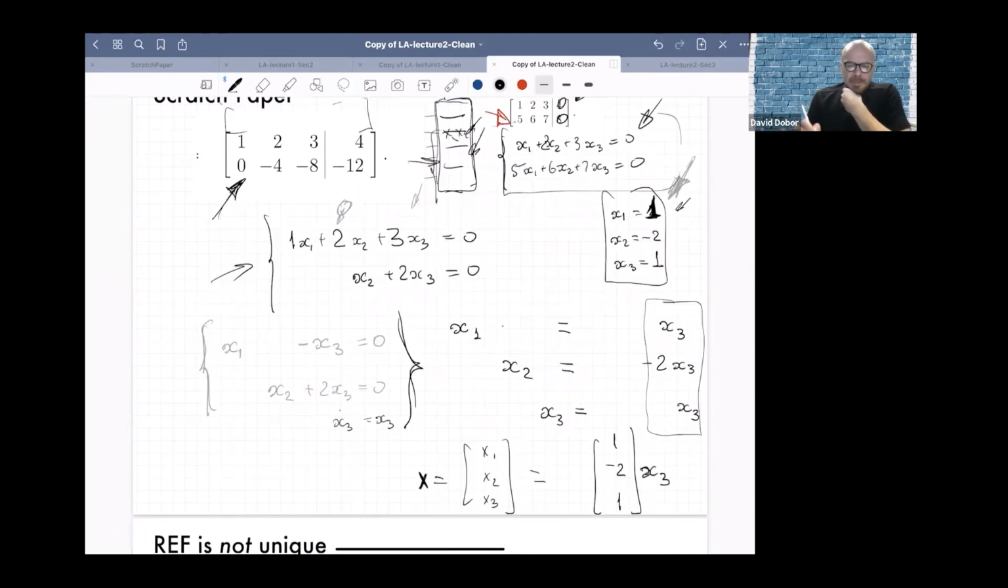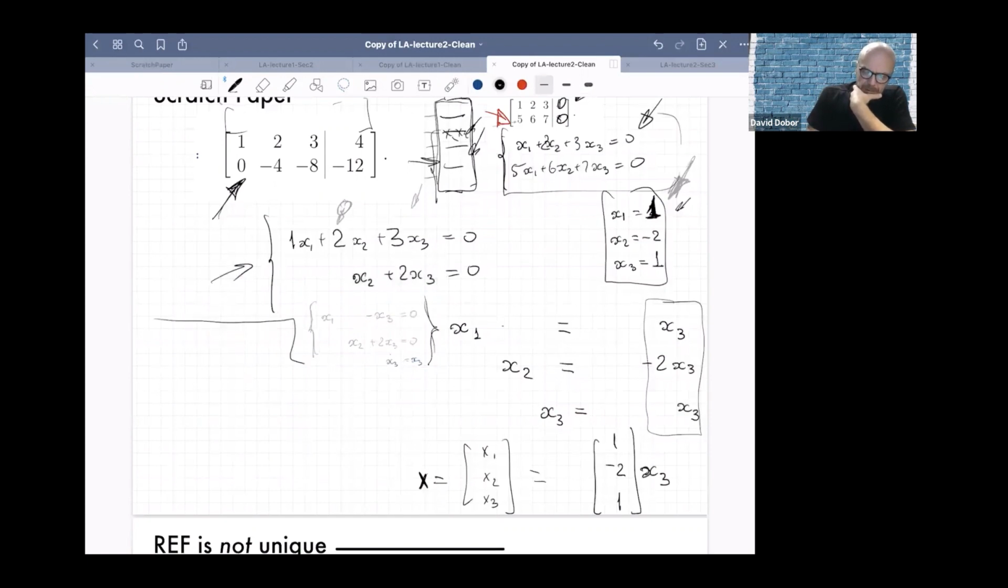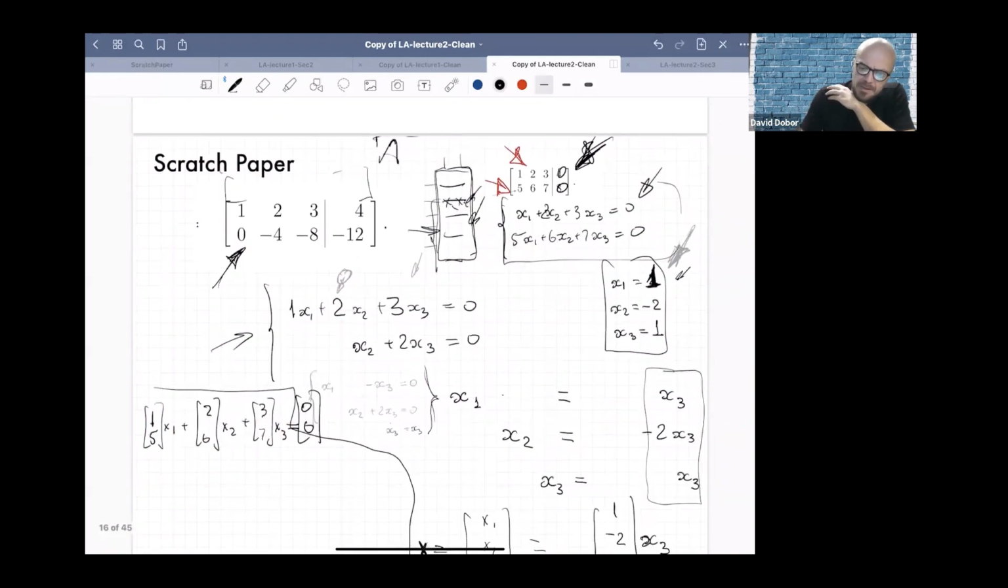What will this solution tell me in terms of my column picture? Here, let's make space. What does my solution tell me? I'm going back to the column picture. (1, 5) times x1, plus (2, 6) times x2, plus (3, 7) times x3. Those sum up to 0, right? So I'm solving Ax equals 0. For now we're leaving the right-hand side vector as 0.